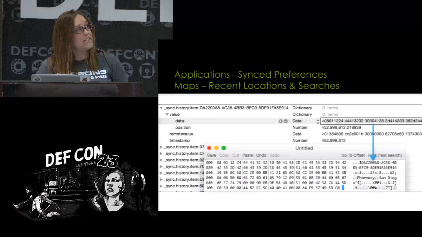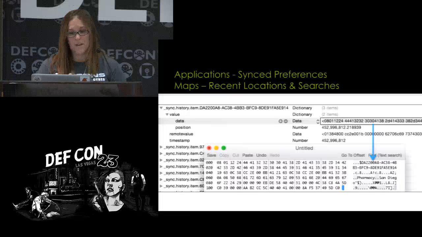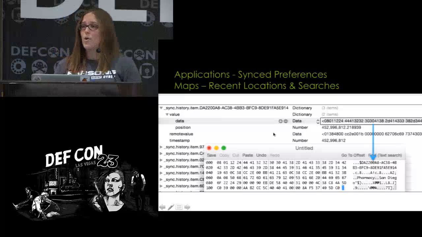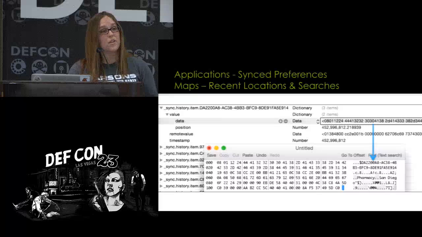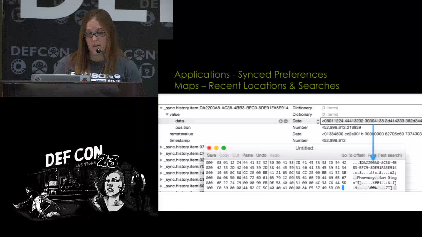So, recent location and searches. Again, this file is the same type of data structure, that weird proprietary data blob. But you can just look at the strings, and you can see, oh, hey, look, this person was searching for a pharmacy in San Diego. You get some timestamps in there as well that you can go back and use to figure out when this person was specifically looking for a pharmacy in San Diego.